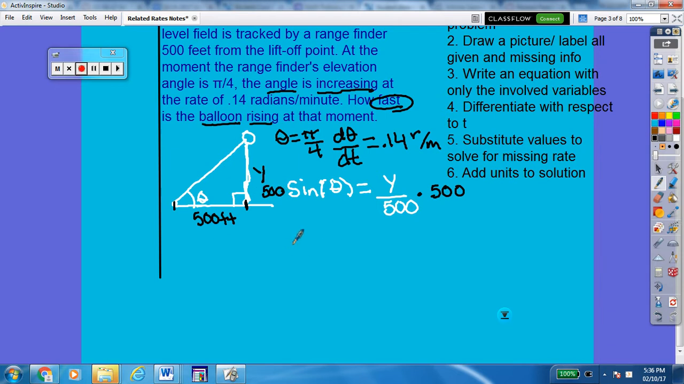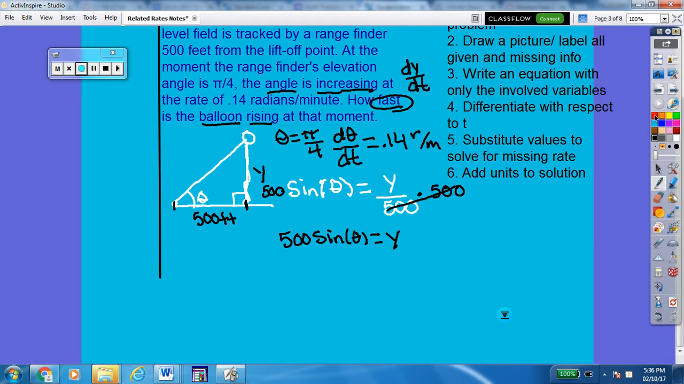So I'm going to take a look at 500 sine of theta equal to y. Those 500s went away. And now, remember, and I guess I never stated it, I was given d theta dt, and I'm looking for how fast the balloon is rising, and that rate is called dy dt. All right?